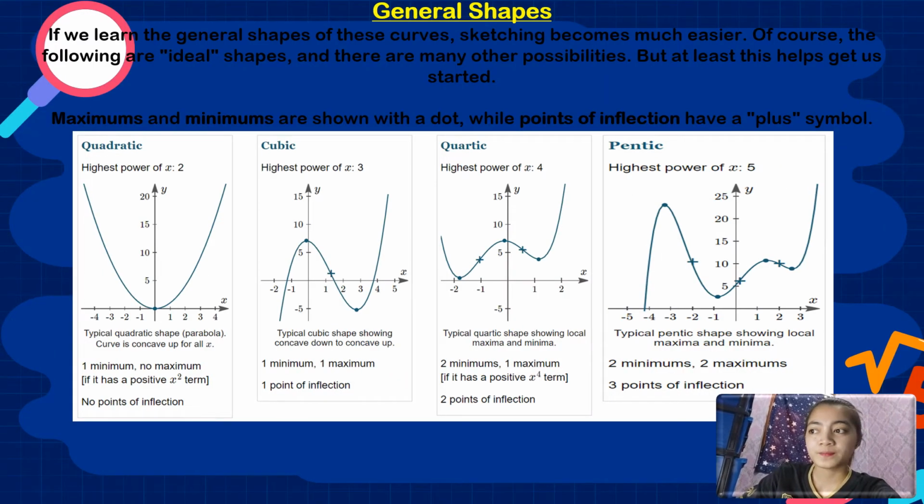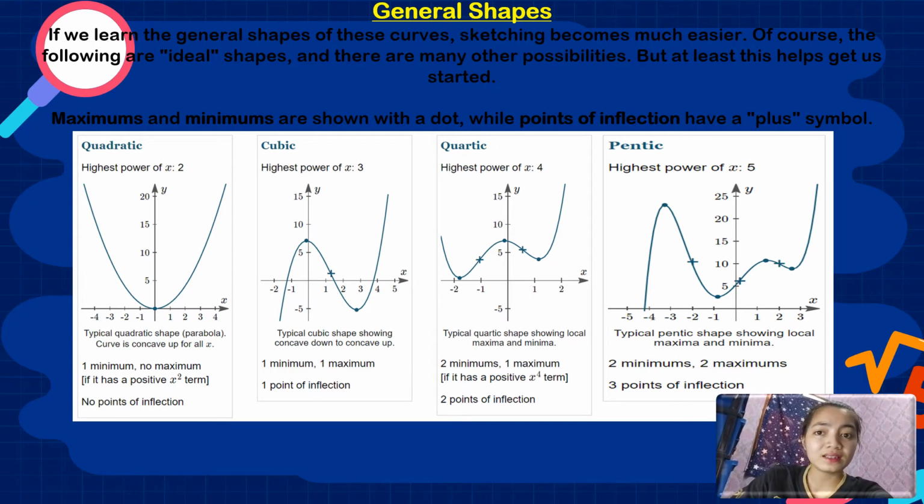General shapes. If we learn the general shapes of these curves, sketching becomes much easier. Of course, the following are ideal shapes and there are many other possibilities. But at least this helps get us started. Maximums and minimums are shown with a dot, while points of inflection have a plus symbol.